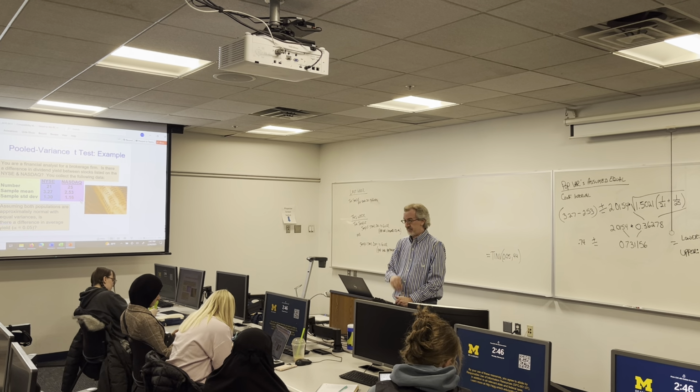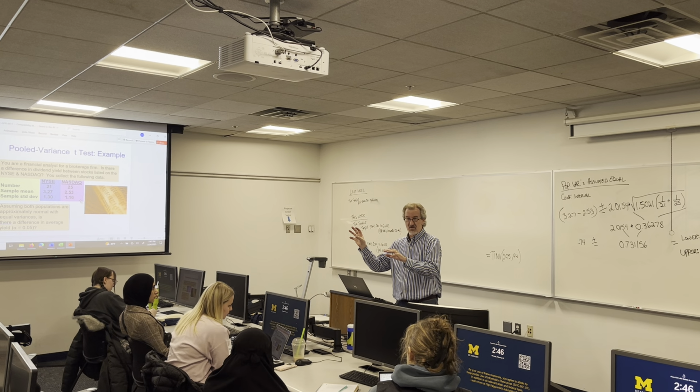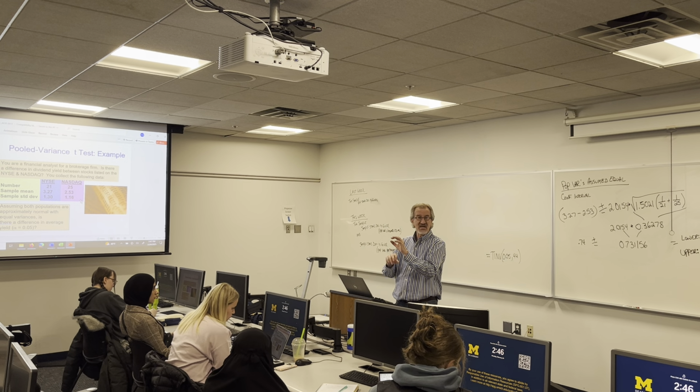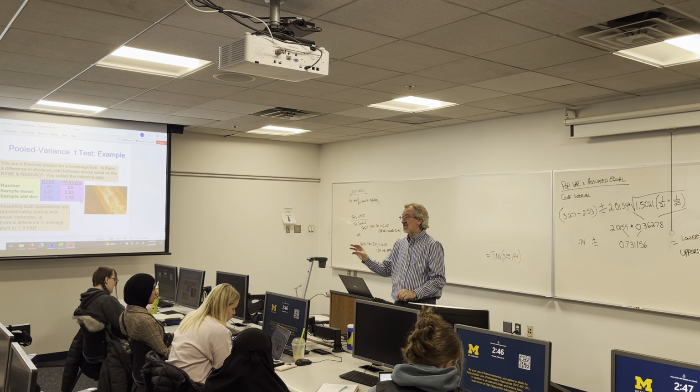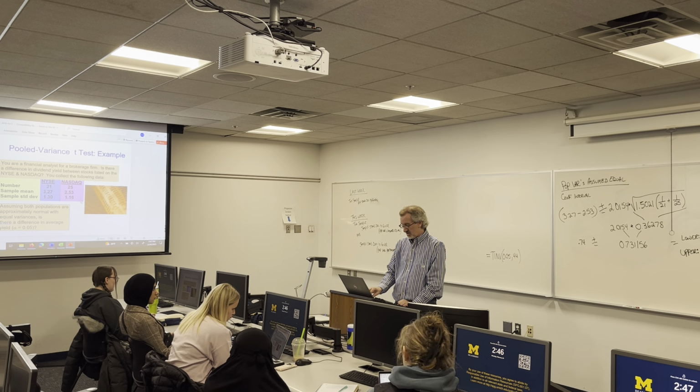So you know the null hypothesis is going to be one mean minus the other mean equals 0. And the alternative is going to be mean 1 minus mean 2 not equal to 0. There's your two tail. Very good.